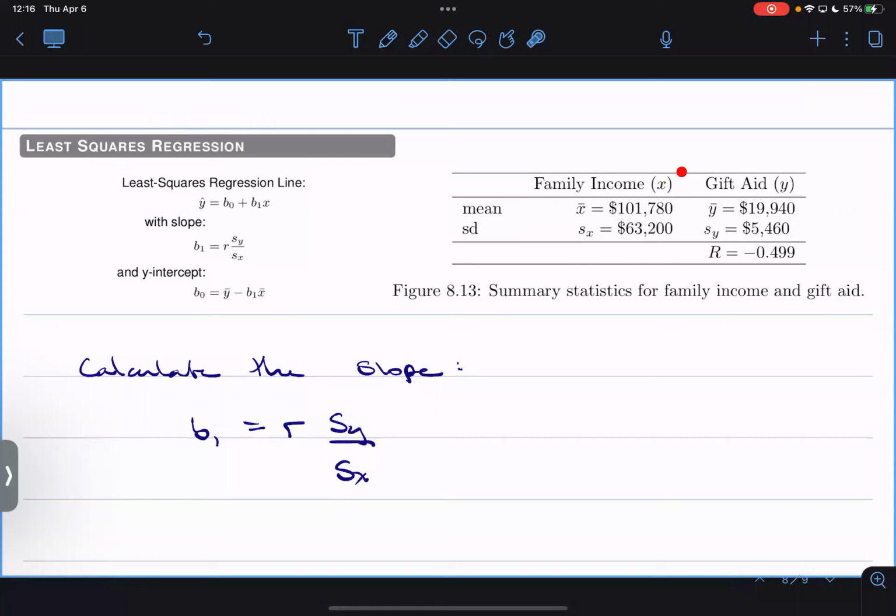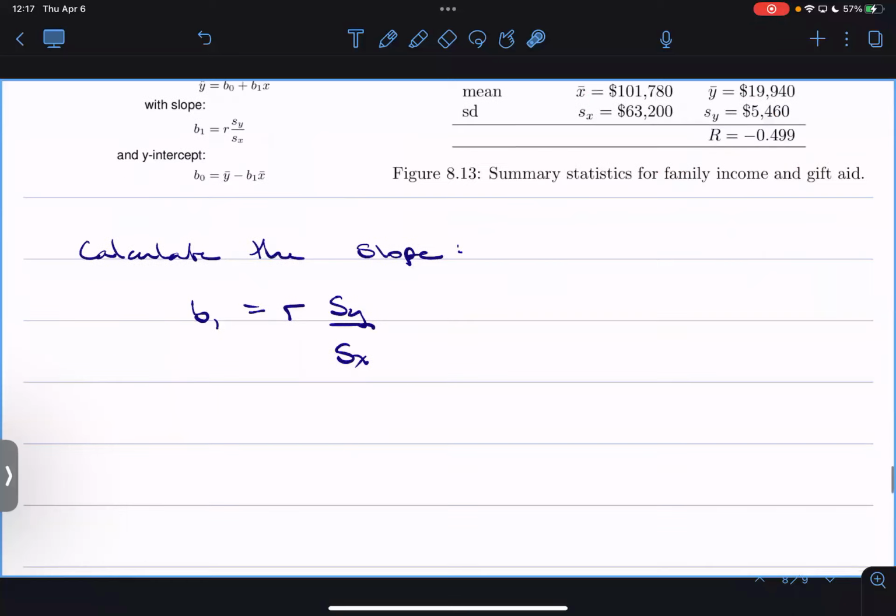Here they've been really generous with notation, telling you which one is X and which one is Y, right? This could just as easily have been in a blurb, where the mean family income is 101,700, the mean gift aid is 19,940 with a standard deviation of 5,460, with a correlation of negative 0.499, right? So it can all just be in a blurb and that's usually how it is. But here they've highlighted what everything is because it's our first time.